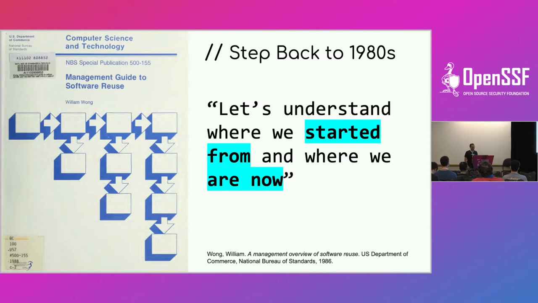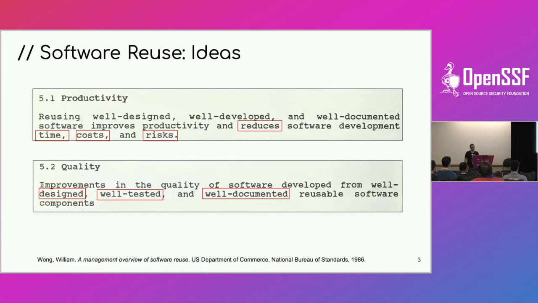I found this very interesting guide from the US National Department of Commerce. What I like about the cover is that it shows a little bit like a dependency tree. They probably already thought about it back then. In this guidebook, I found some interesting definitions of what software reuse is and the ideas around it.